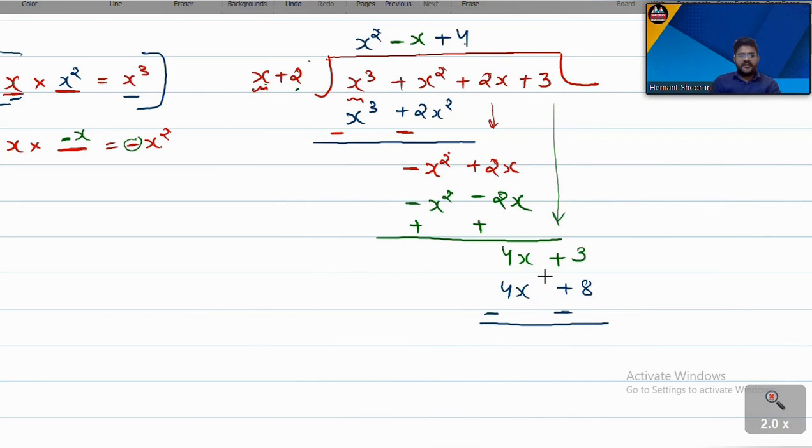So 4x minus 4x is a 0. So 8 minus 3 will be how much? A 5, but a positive or a negative? A negative 5. Reason: because 8 has a negative sign now and 8 is the bigger number. So the sign at the end will be for the bigger number. Get it?